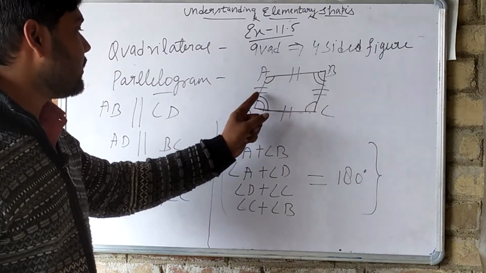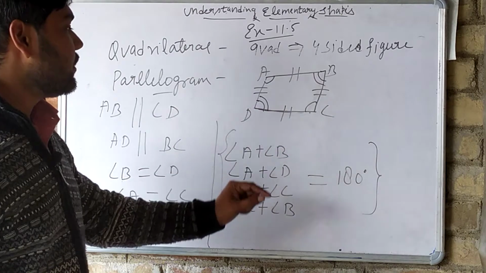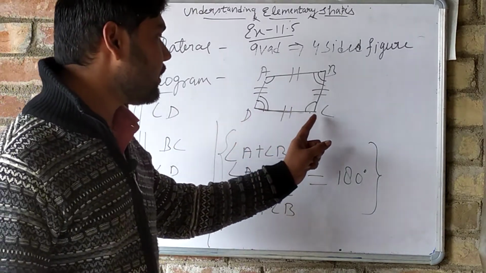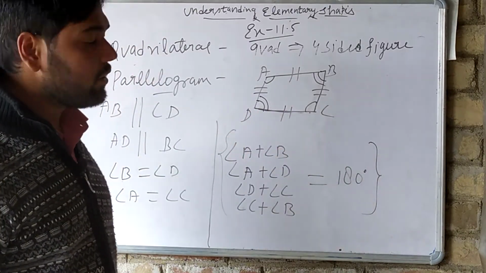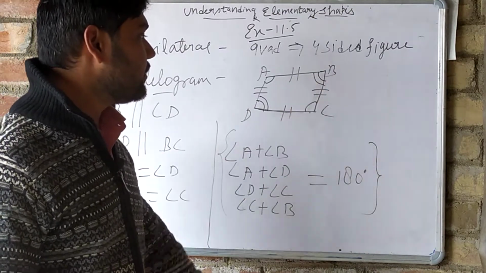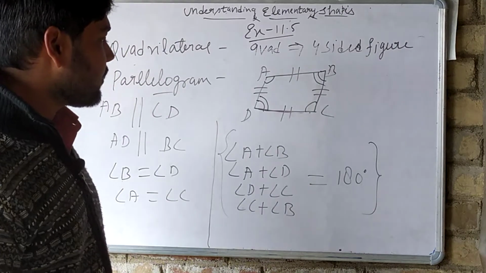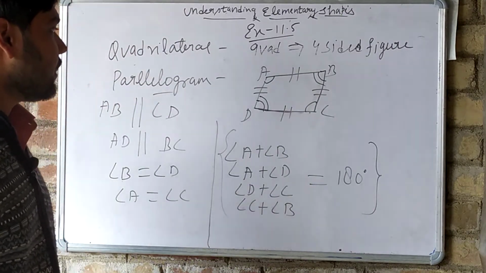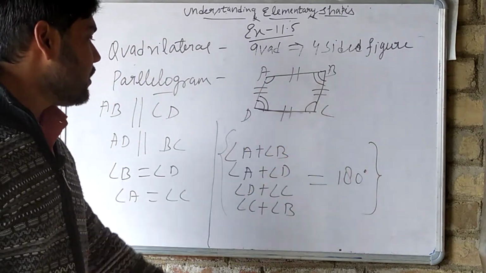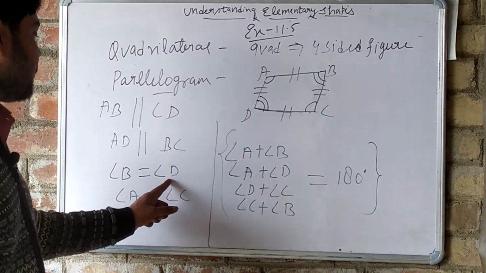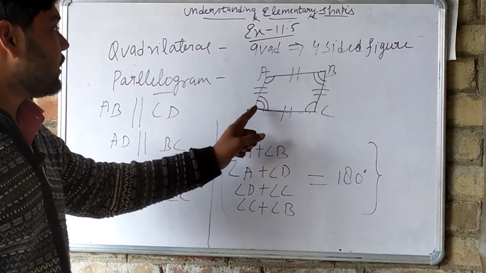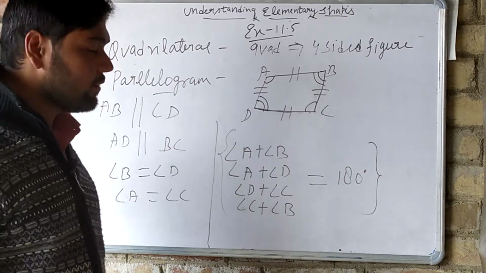Angle A and angle D, they are on the same side. Sum gives 180 degrees. Angle D and angle C, sum gives 180 degrees. Angle C and angle B, the sum gives 180 degrees. Why? Because they all are on the same sides. So the sum of these angles will be 180 degrees and opposite angles must be equal. Angle B is equal to angle D and angle A is equal to angle C.